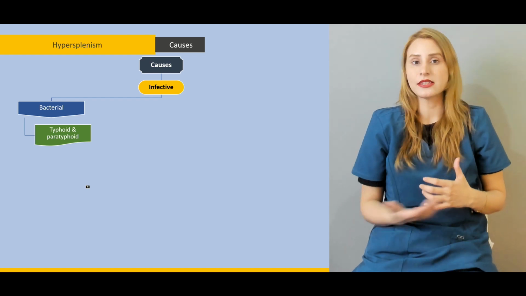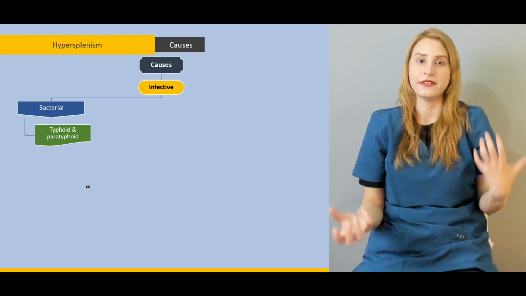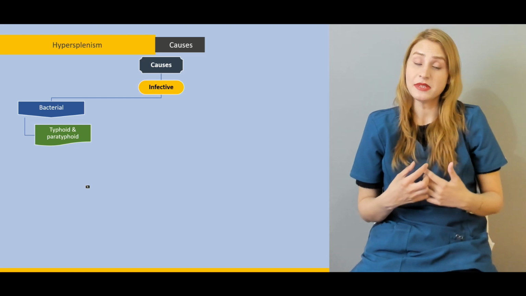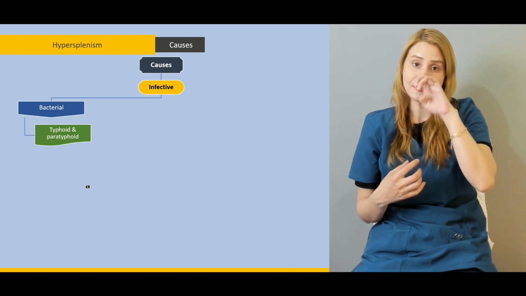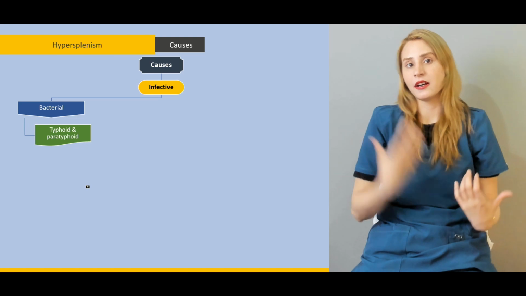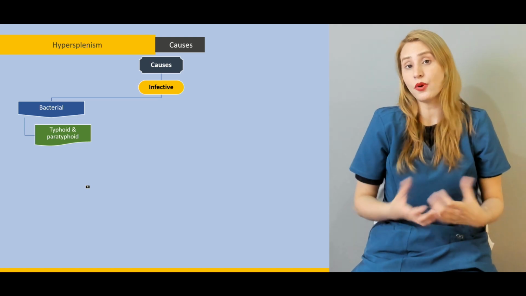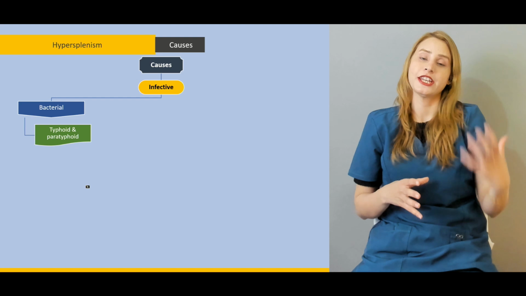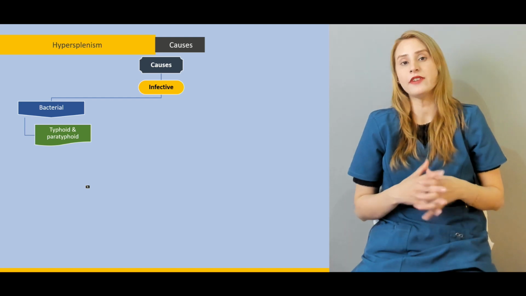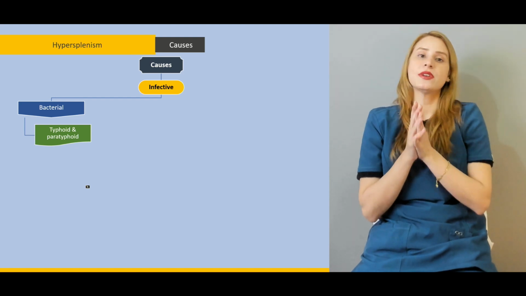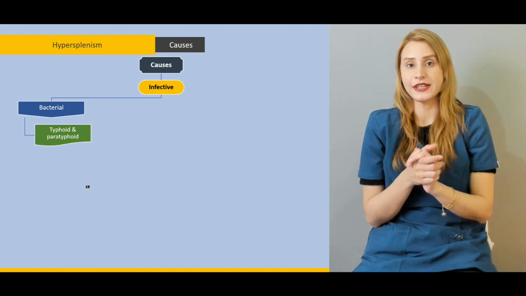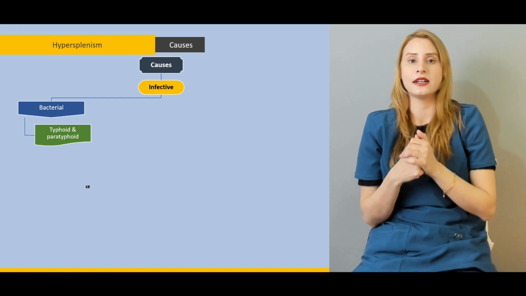In the second week, the patient may present with rose spots, and the patient can have anemia as well. And if you talk about the symptoms of the third week, the patient can develop splenomegaly. So one of the causes of hypersplenism, or splenomegaly, is a bacterial infection, typhoid and paratyphoid.